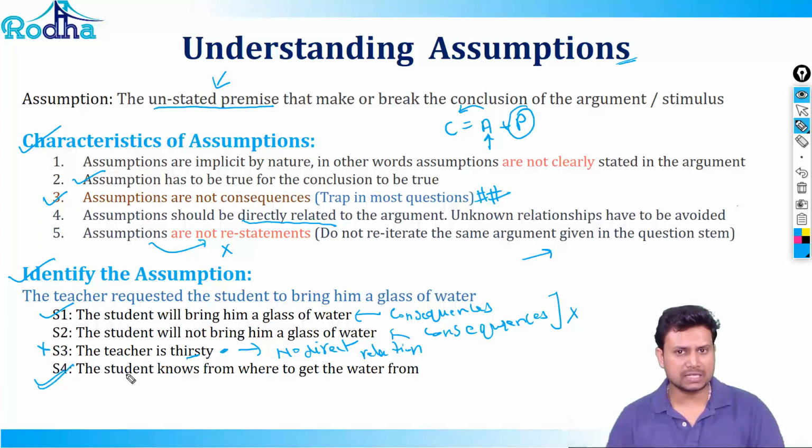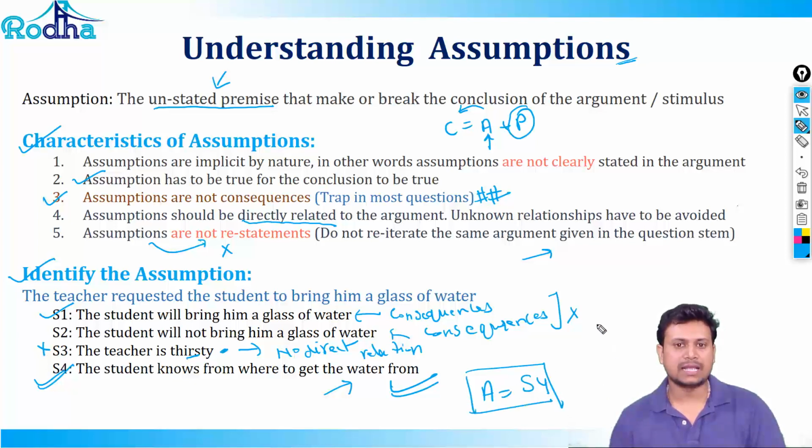And I want you to read this carefully one more time. It says the student knows from where to get the water from. And think, if I assume this is true, only then it makes sense for the teacher to request the student to get him a glass of water. Because if the student doesn't know from where to get the water from, then the whole point of asking the student to get a glass of water essentially is flouted and has no value. Therefore, this has to be the answer, and therefore your assumption is statement number 4.